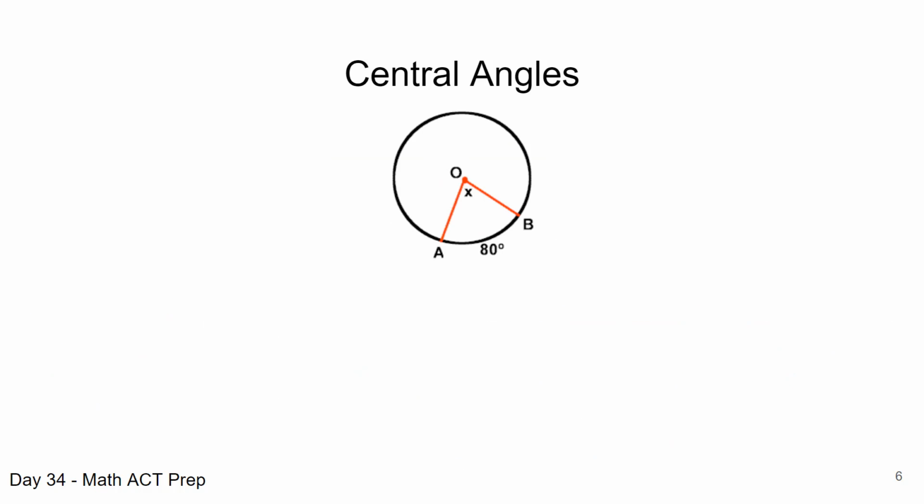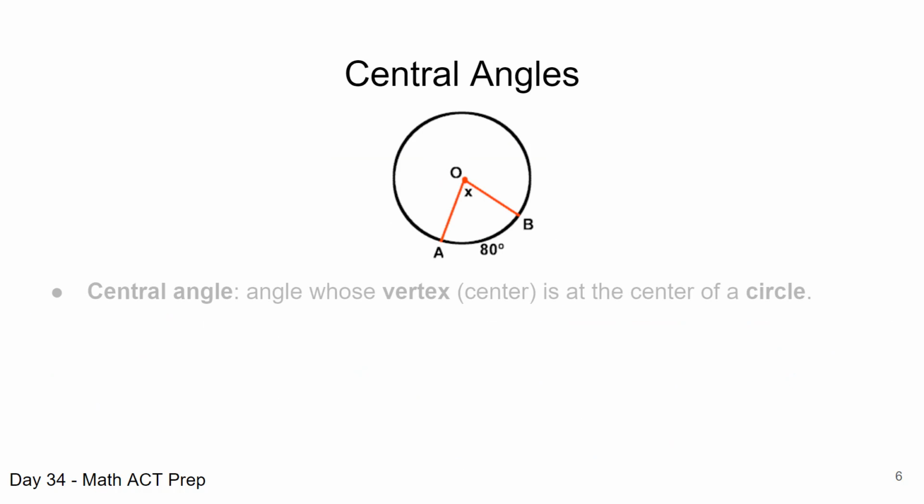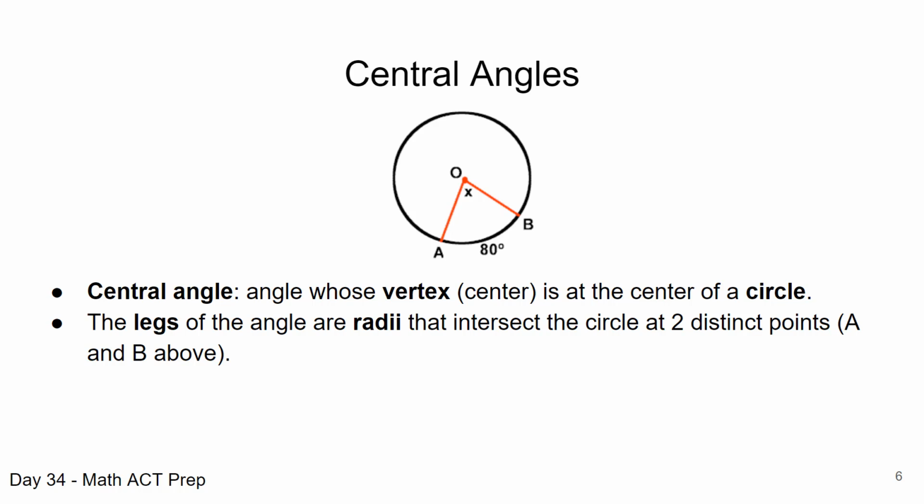Now let's talk a little bit about central angles, and we find these within a circle. By definition, a central angle is an angle whose vertex or center is at the center of a circle. And we see that in the figure above, the central angle given by x. So the legs of the angle are the radii that intersect the circle at two distinct points, and we have labeled here A and B. We have the line OA, which is one leg of the angle, and then the leg OB. That forms this central angle.